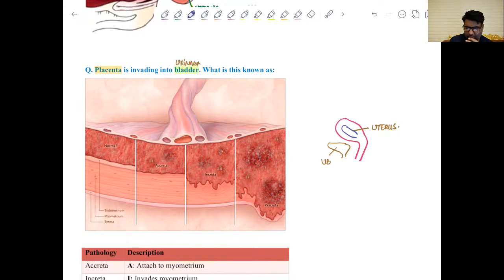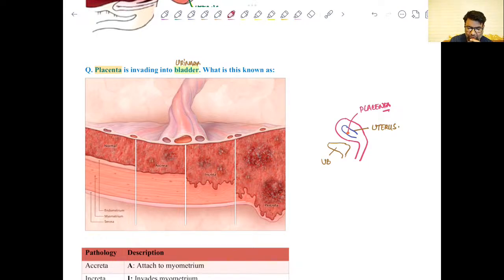So suppose if this is the endometrium, the placenta should be here only. Now we can understand the pathology of placenta. This will be placenta. Now we can understand the pathologies in terms of the extent of the placenta, right?